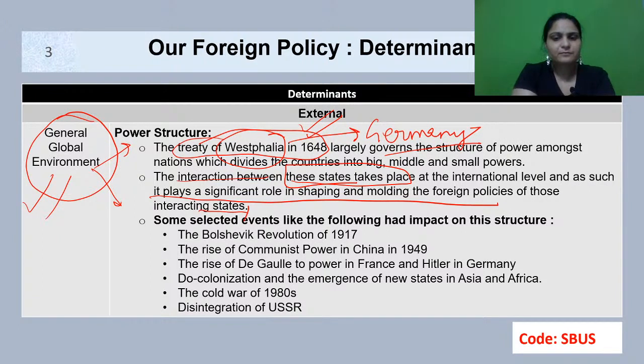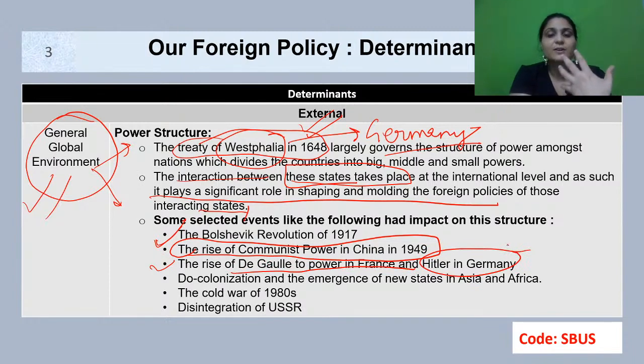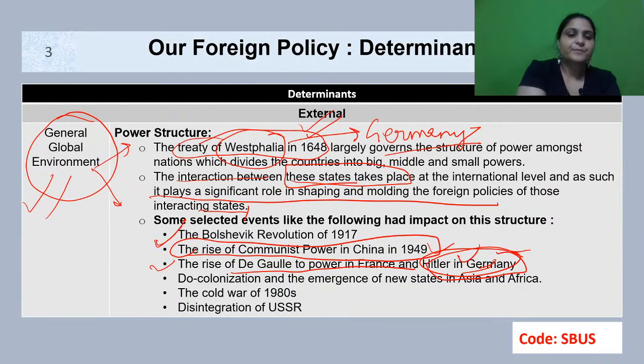In fact, a lot of selected events in the history of the world have had a lot of impact on the power structure of the world. The Bolshevik Revolution in Russia in 1917, the rise of communist power in China in 1949, the rise of de Gaulle to power in France and Hitler in Germany. The power structure was so much influenced by these developments, especially Hitler in Germany and the other dictatorships in Italy and other places, so much so that we had to fight a war to bring back peace.